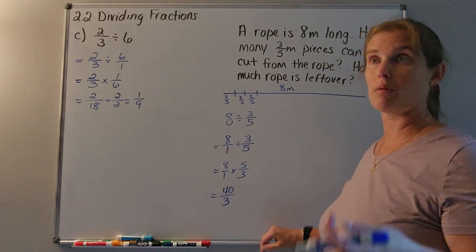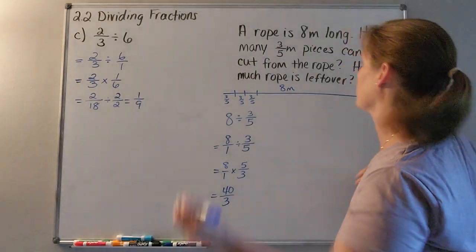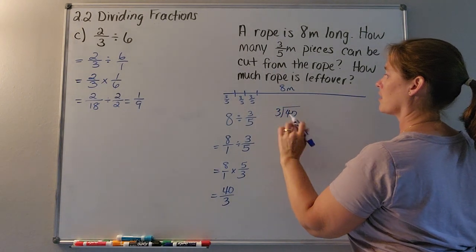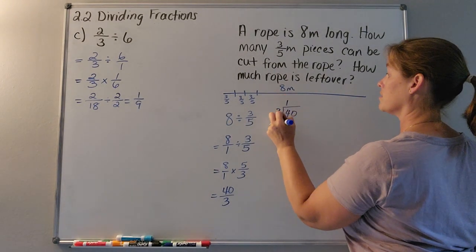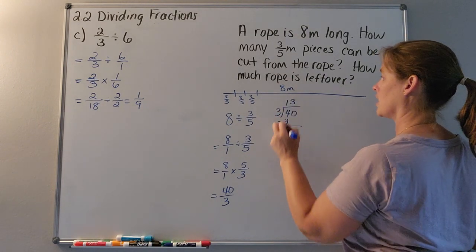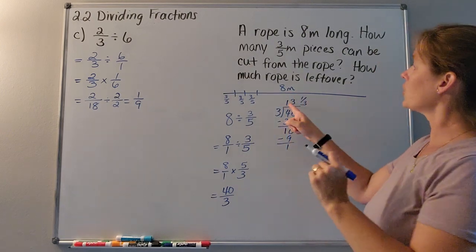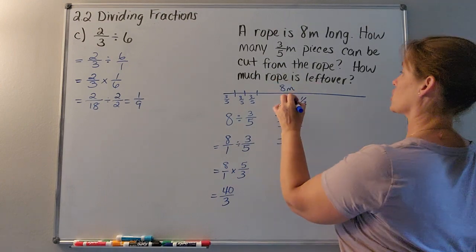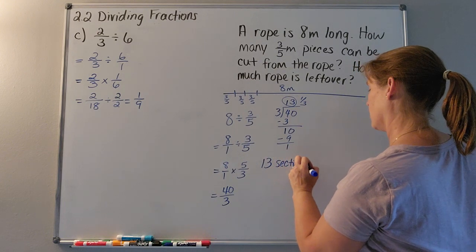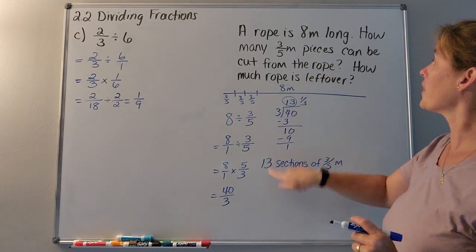So let's see here. We know 3 doesn't go into 40 evenly. So let's figure out how many times 3 goes into 40. I'm just going to do that up here. 3 goes into 40. Well, 3 goes into 4 once. 3 times 1 is 3. That's 1, that's 0. 3 goes into 10 3 times. And we've got 1/3 left over. So there are 13 whole sections. So 13 sections of 3/5 meters. So that's the answer to the first question. You can cut 13 sections.